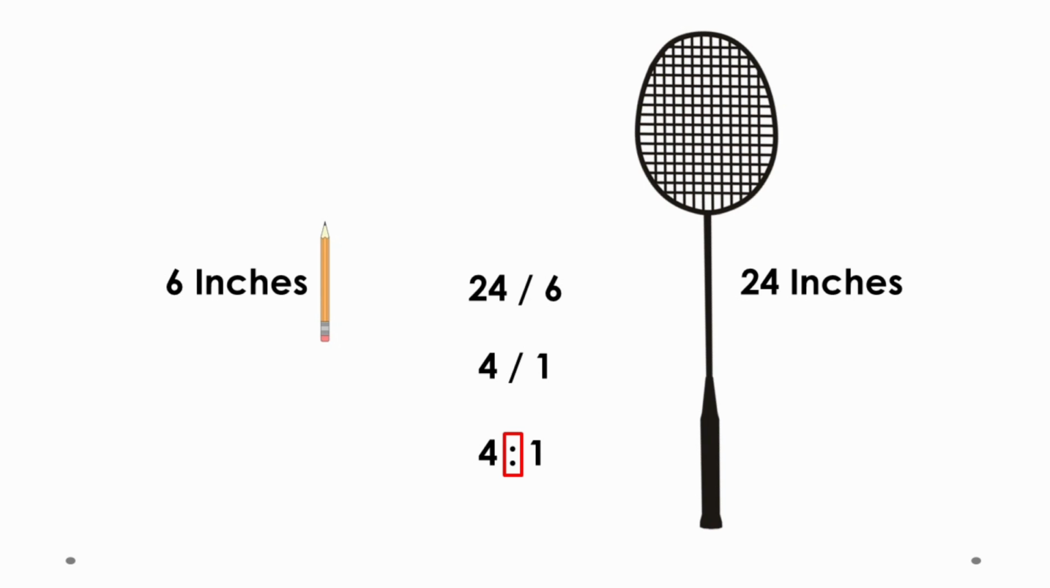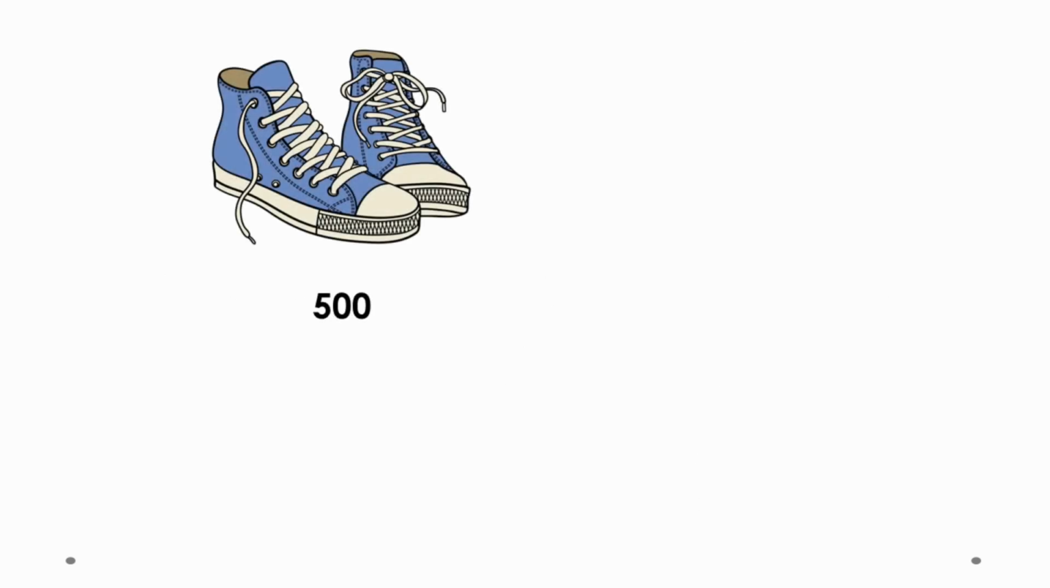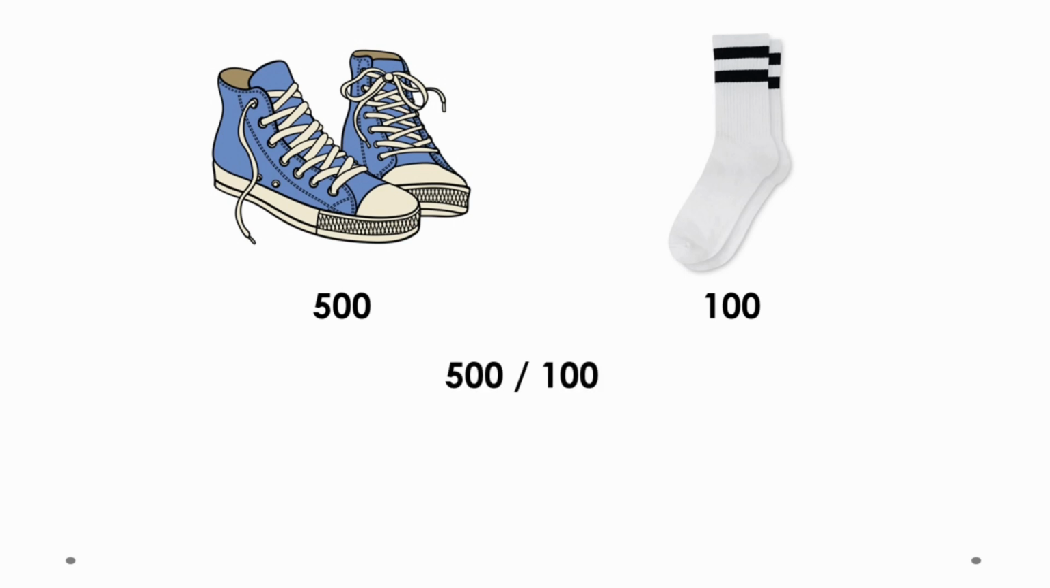Now that we know what exactly a ratio is, let's figure out the ratio of the cost of two different pieces of merchandise. Rahul bought a pair of sneakers for 500 rupees and a pair of socks for 100 rupees. Now what we have to figure out here is the cost of sneakers is how many times the cost of socks. To calculate the ratio, first divide 500 by 100.